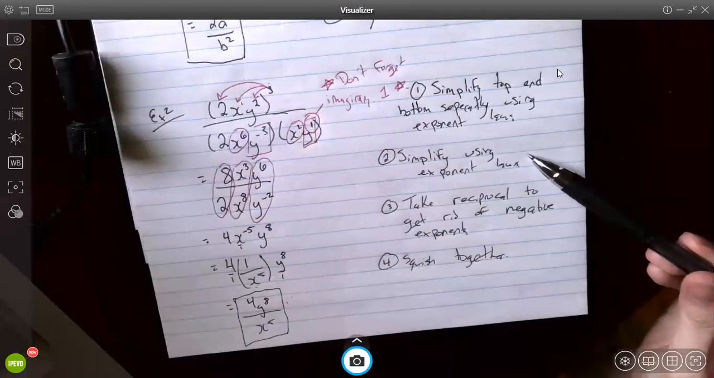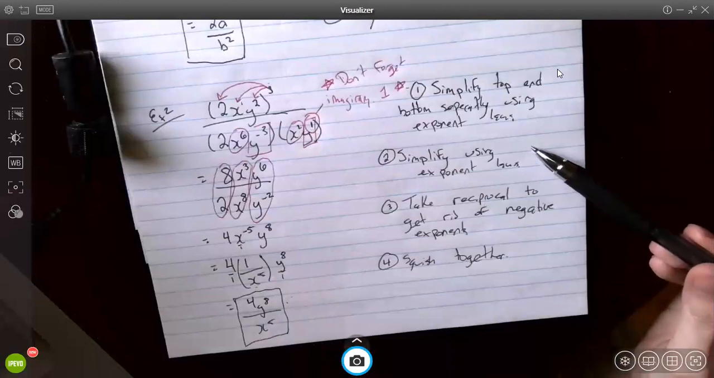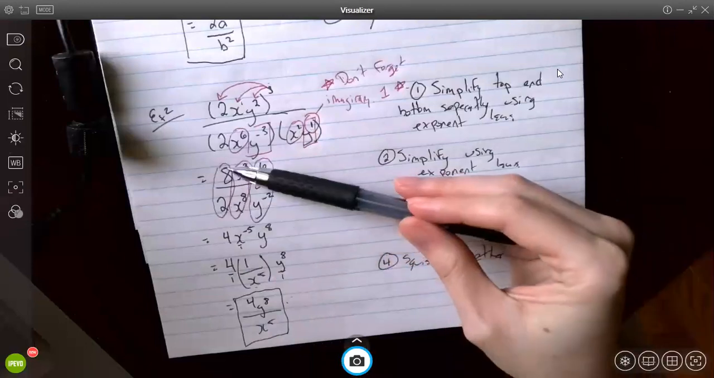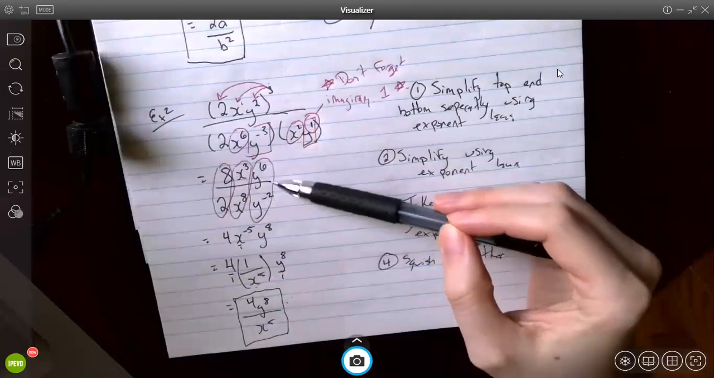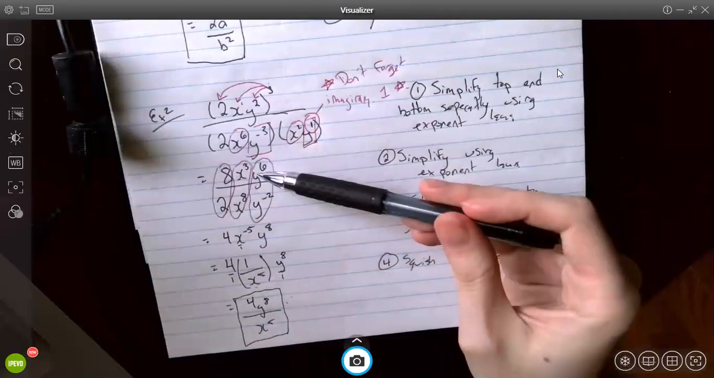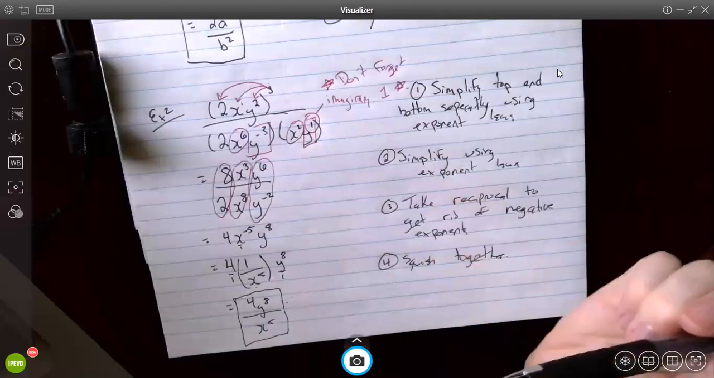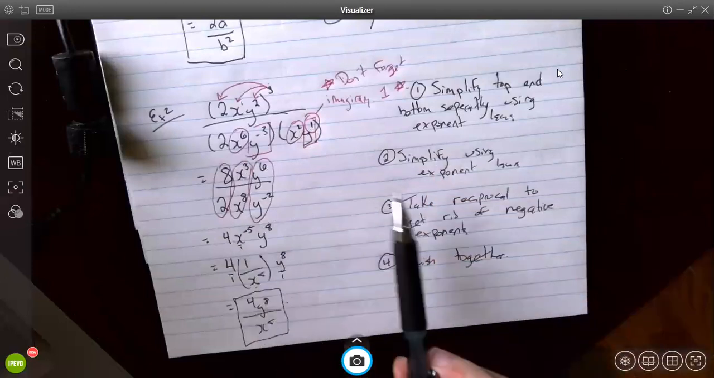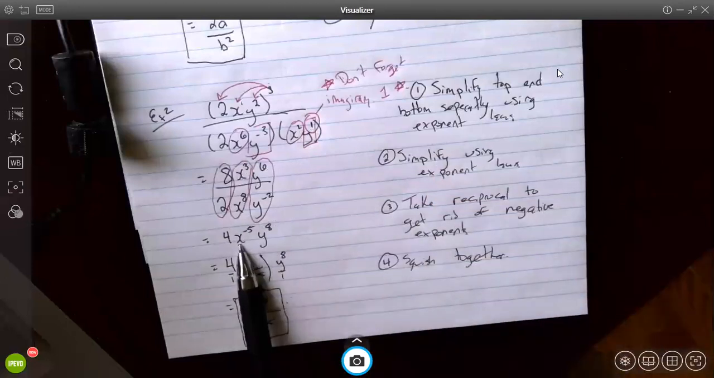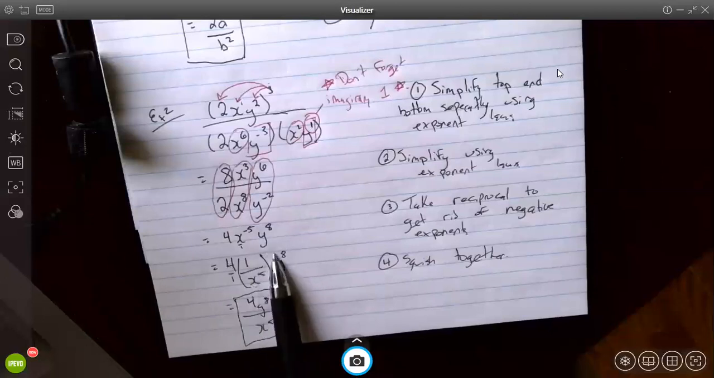Our second step was to continue simplifying using our exponent laws, and now we were able to simplify dividing. And when we divide, we subtract our exponents. Then our third step was to take the reciprocal of anything that had a negative exponent in order to get rid of that negative exponent. And then our last step was to just squish it all together. Anything that was on the top stays on the top. Anything that was on the bottom stays on the bottom.